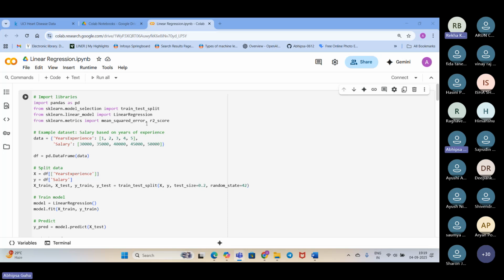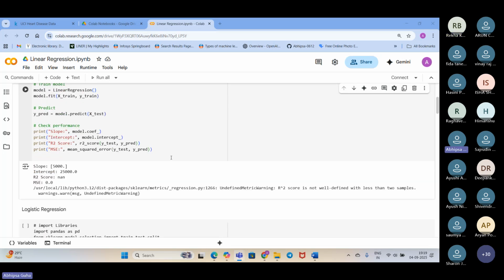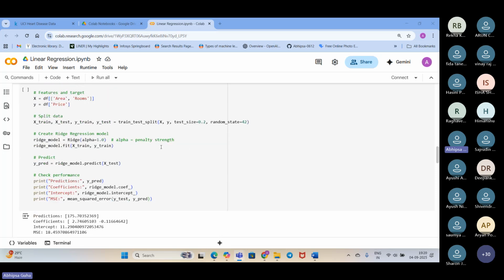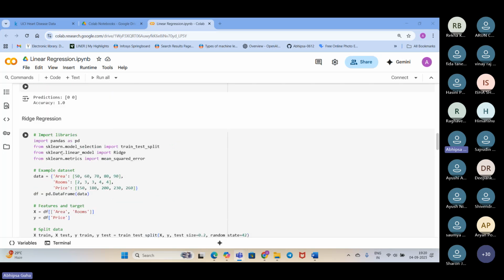So yesterday we covered linear regression and logistic regression, and this is ridge regression. Here, in a similar way, we have imported the libraries. As an example, we have taken a data set where the data is area, room, and price. They are the keys, and against these we are getting the values. So we have created a dictionary and converted that into a data frame.